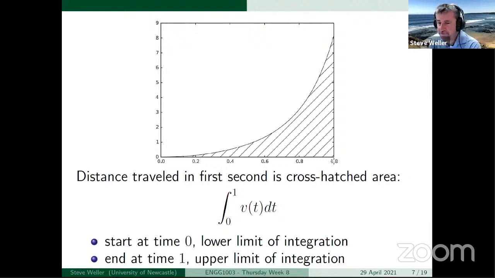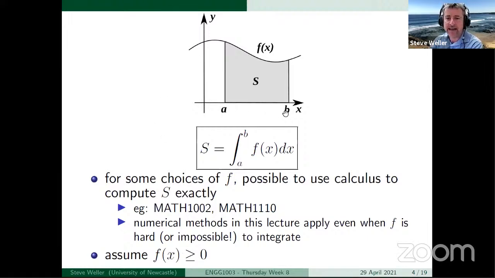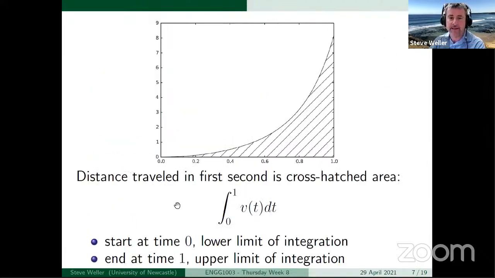And the question is, how far does the car travel in the first 1 second? That's given by the integral from 0 to 1, starting at time 0, finishing at time 1 second. We integrate the car speed. The numbers 0 and 1 here are respectively called the lower and upper limits of integration. They correspond exactly to this range A and B. A and B are the lower and upper limits of integration. Here, we want to calculate the area of this crosshatched region, under the curve but above the horizontal axis, integrated between 0 and 1.